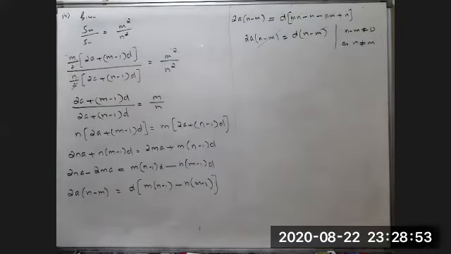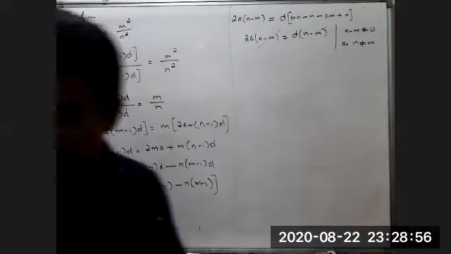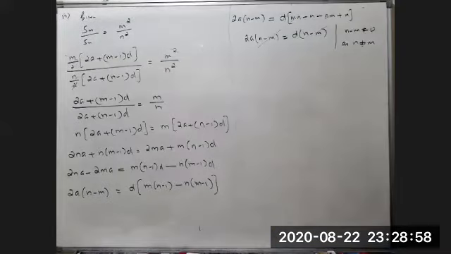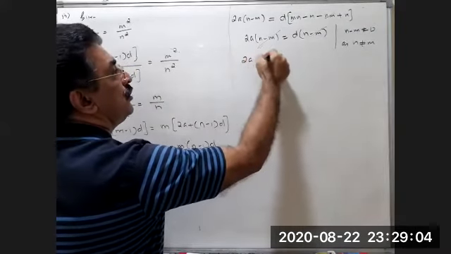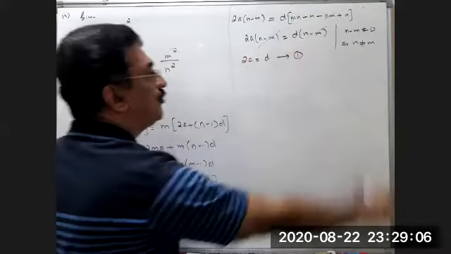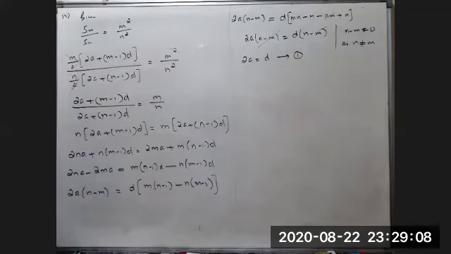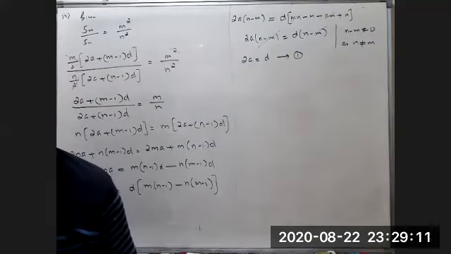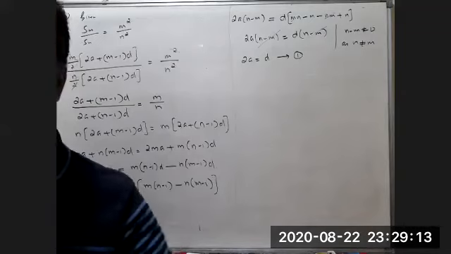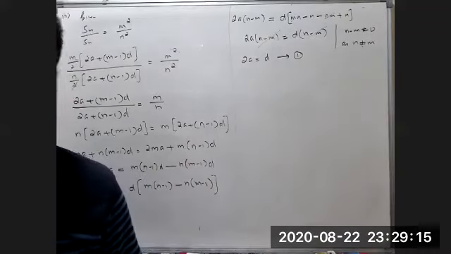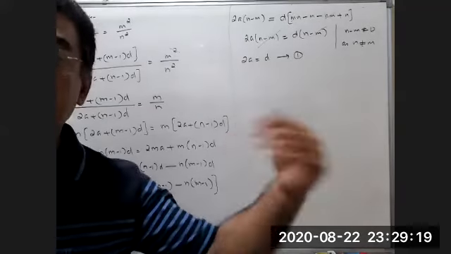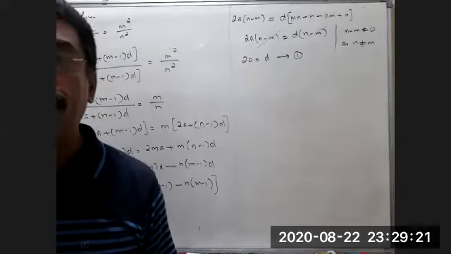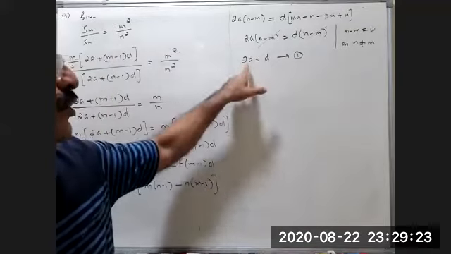Whenever you cancel a factor, make a habit of writing that it is non-zero. Yes, you are right. We got 2a equals d, equation number 1. Exactly the same as the previous question. Previously also we got the value of 2a. Here also we are getting the value of 2a. Now what to do? Write the required thing, and in that required thing substitute the value of 2a.